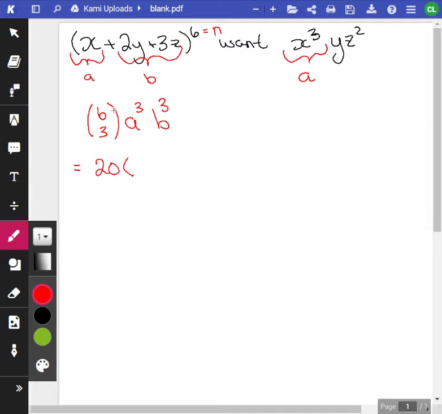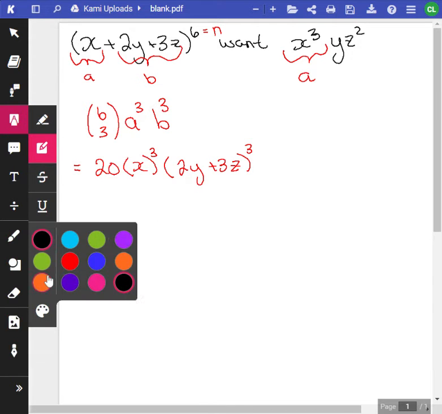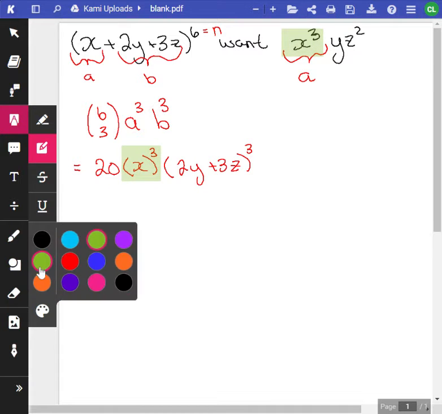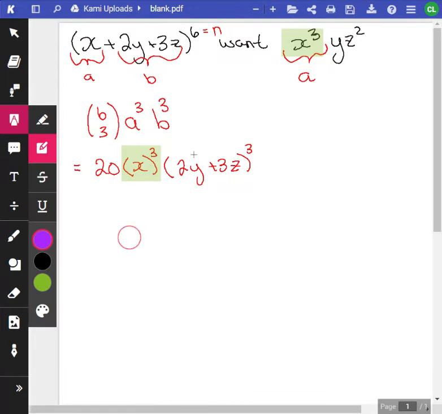My a value, I'm going to put in x cubed. My b value, I'm going to put in 2y plus 3z cubed. So we're partway to where we want to be. We wanted to have an x cubed, and we have an x cubed. So our problem falls with this second part.